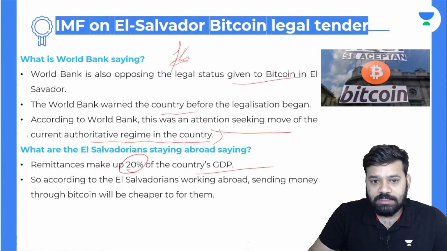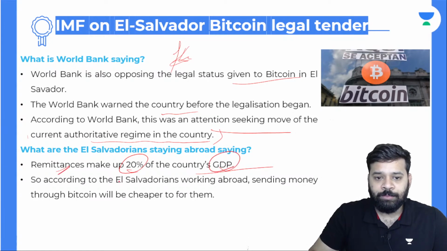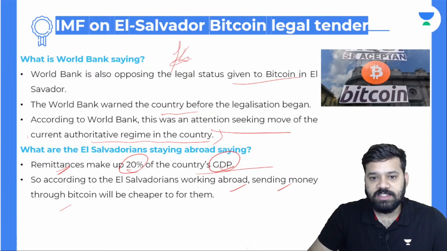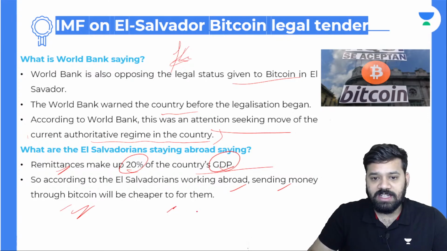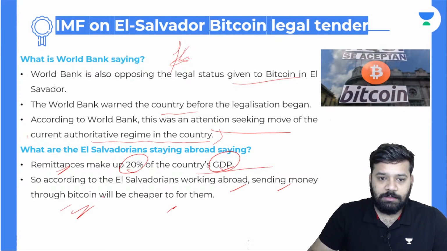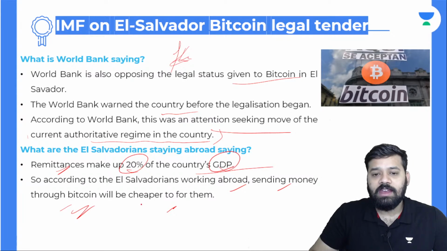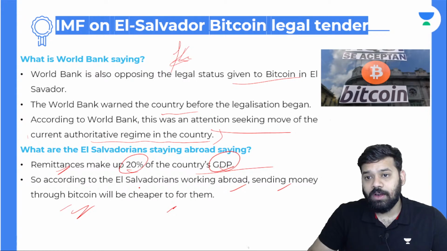So 20% of the country's gross domestic product in El Salvador is from remittances. According to El Salvadorians working abroad, sending money through Bitcoin will be cheaper for them. Suppose I am in Kuwait and I am sending money to my family, I will have to pay the transaction charges or the currency conversion charges. If I am using Bitcoin, I don't need to pay any one of them. I don't need to pay any charges. I can work abroad and send money, and this will be far cheaper for me. And that's what the El Salvadorians who are staying abroad are saying.